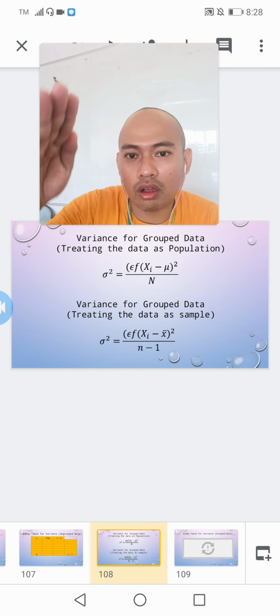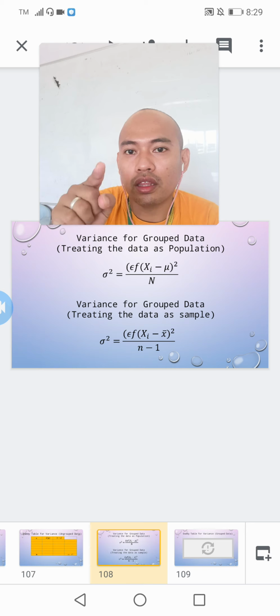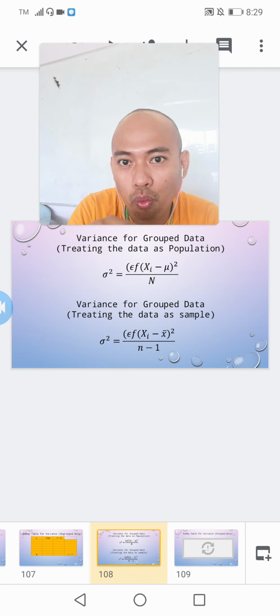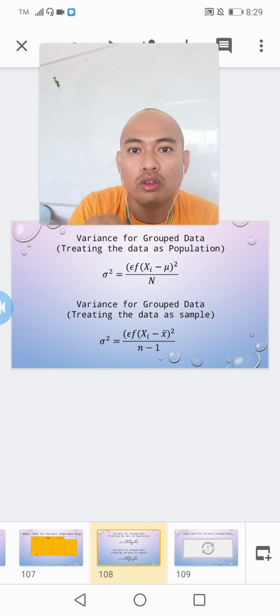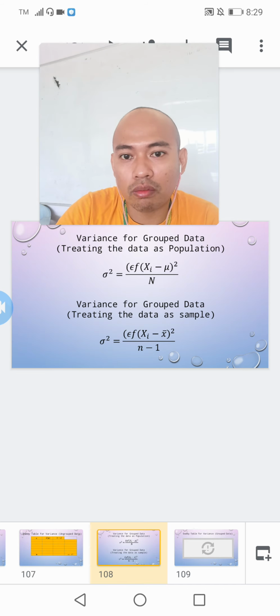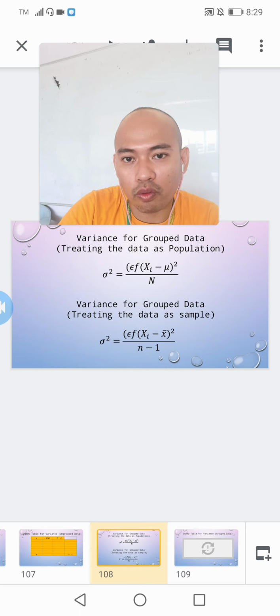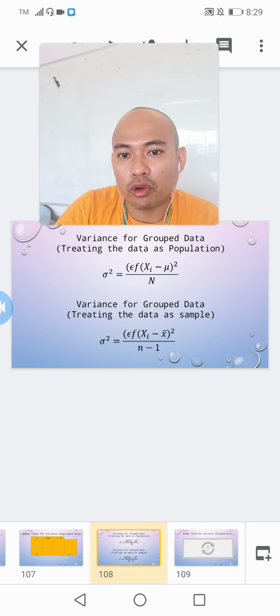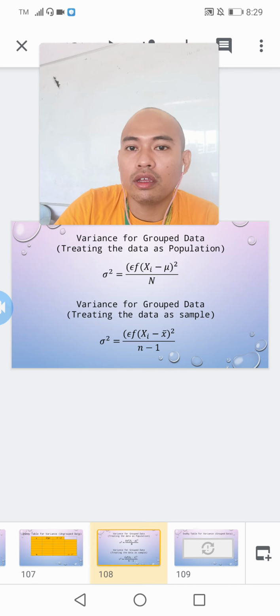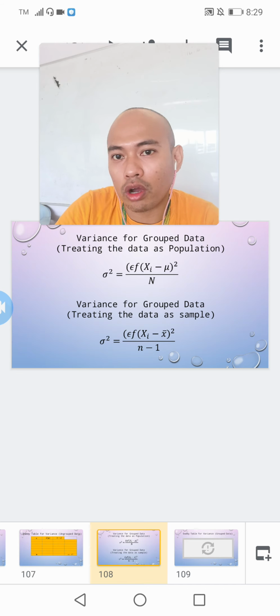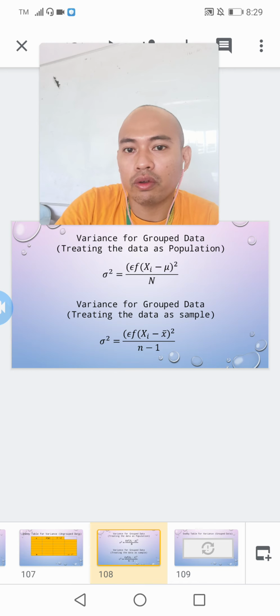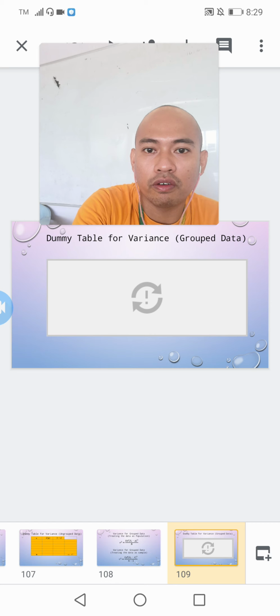Then the sixth column will be the product of the frequency and this squared difference. You need to get the total of that sixth column, and that will now be the numerator in the formula. It is the summation of f multiplied by x sub i minus x bar squared. Then the value of n will be the total number of frequencies. If you treat it as population, then just use n. If you treat the data as a sample, then you subtract 1 from the total number of frequencies. So this is the variance for grouped data.